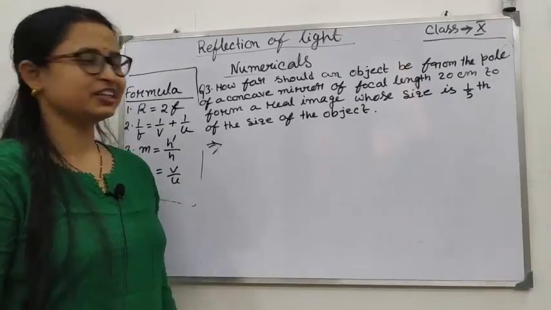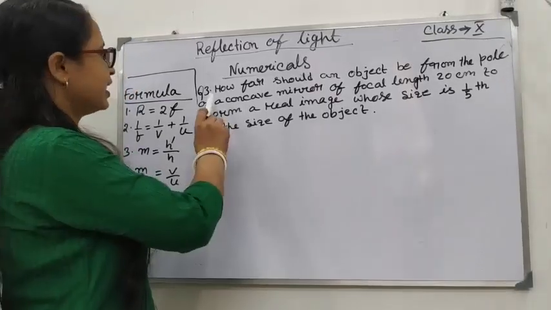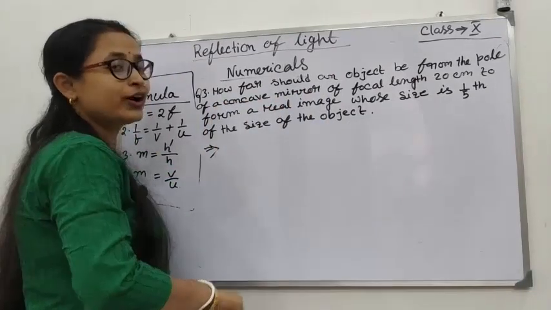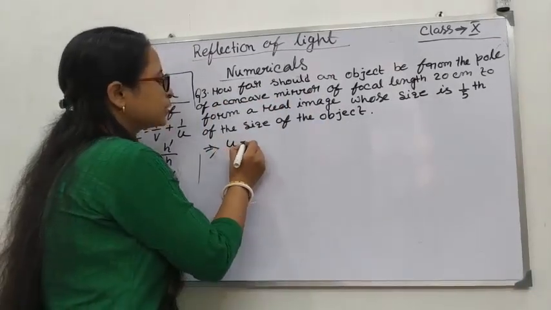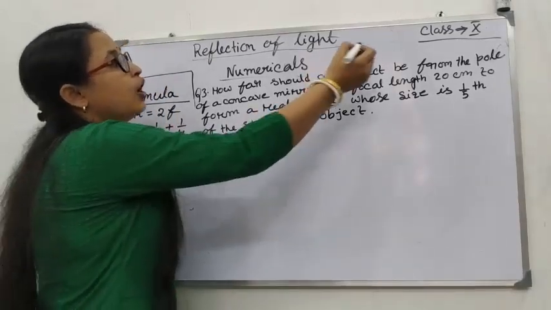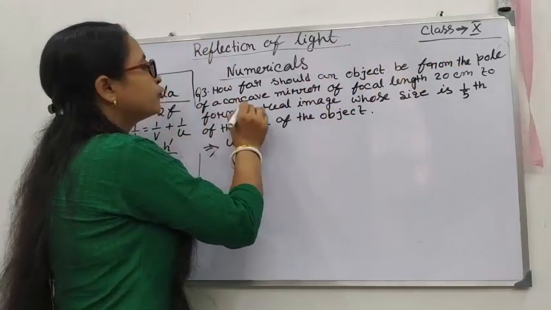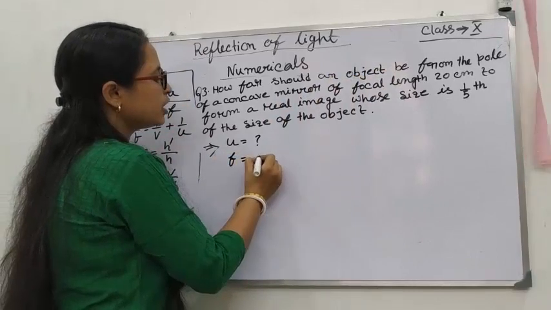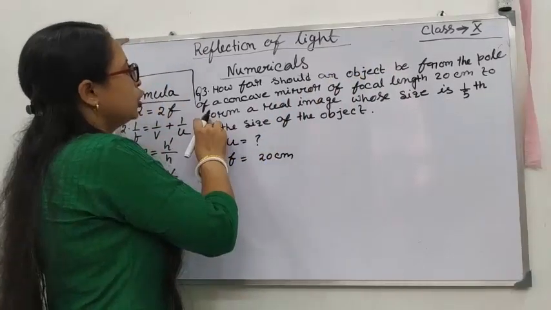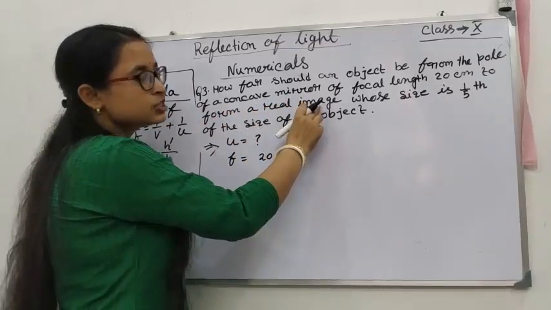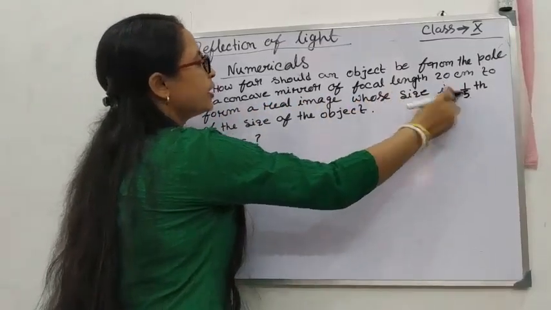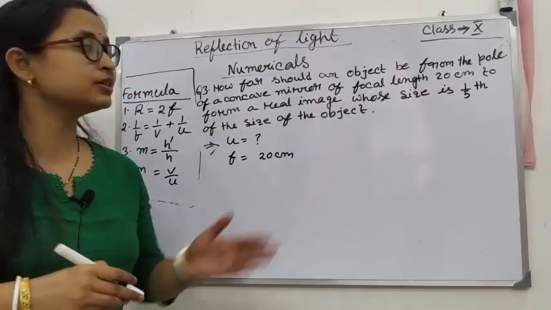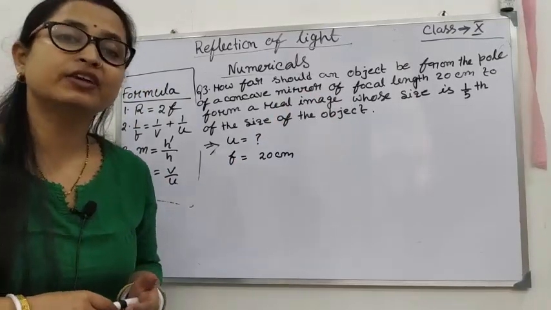So let us start the next numerical. In this numerical it is said: how far should an object be from the pole of a concave mirror of focal length 20 centimeter? You have to find the value of u, that means the object distance. F is given 20 centimeter. To form a real image which size is 1 by 5th of the size of the object. Here actually the term of magnification is given.